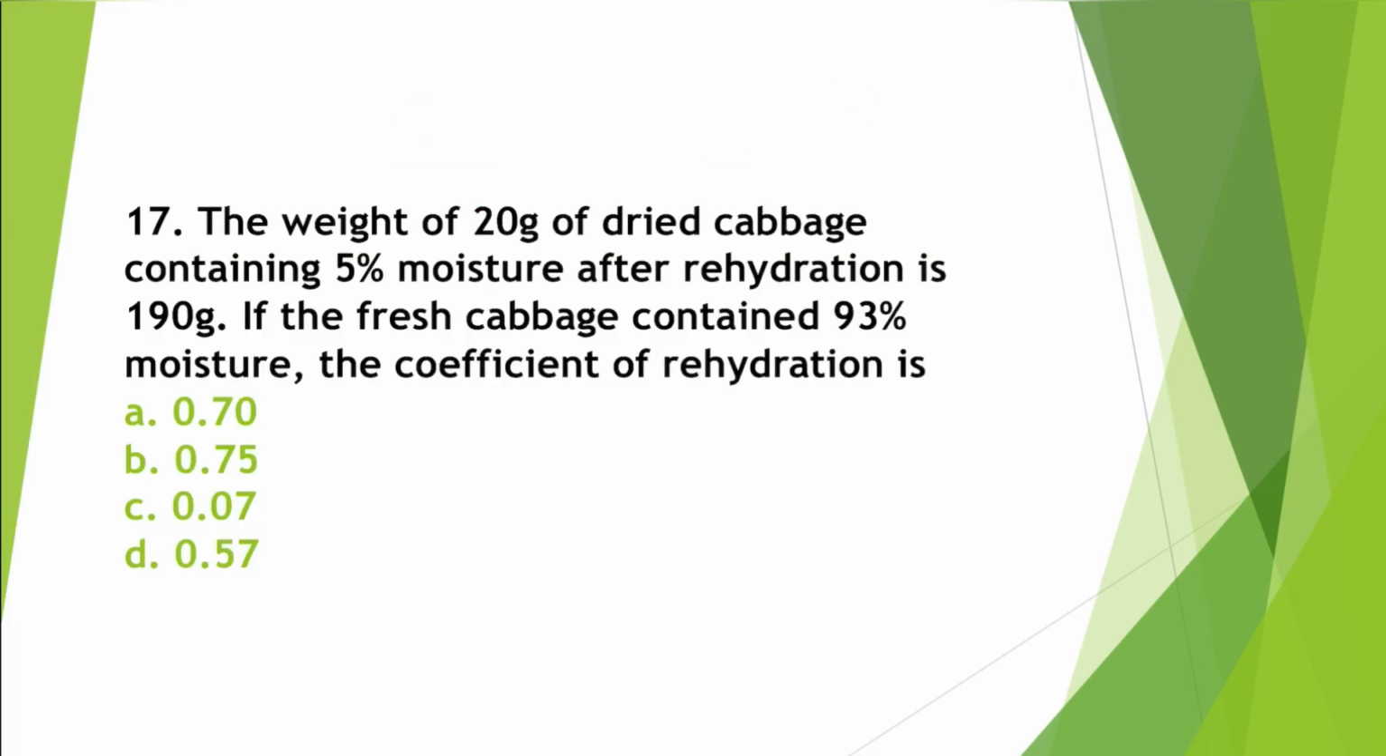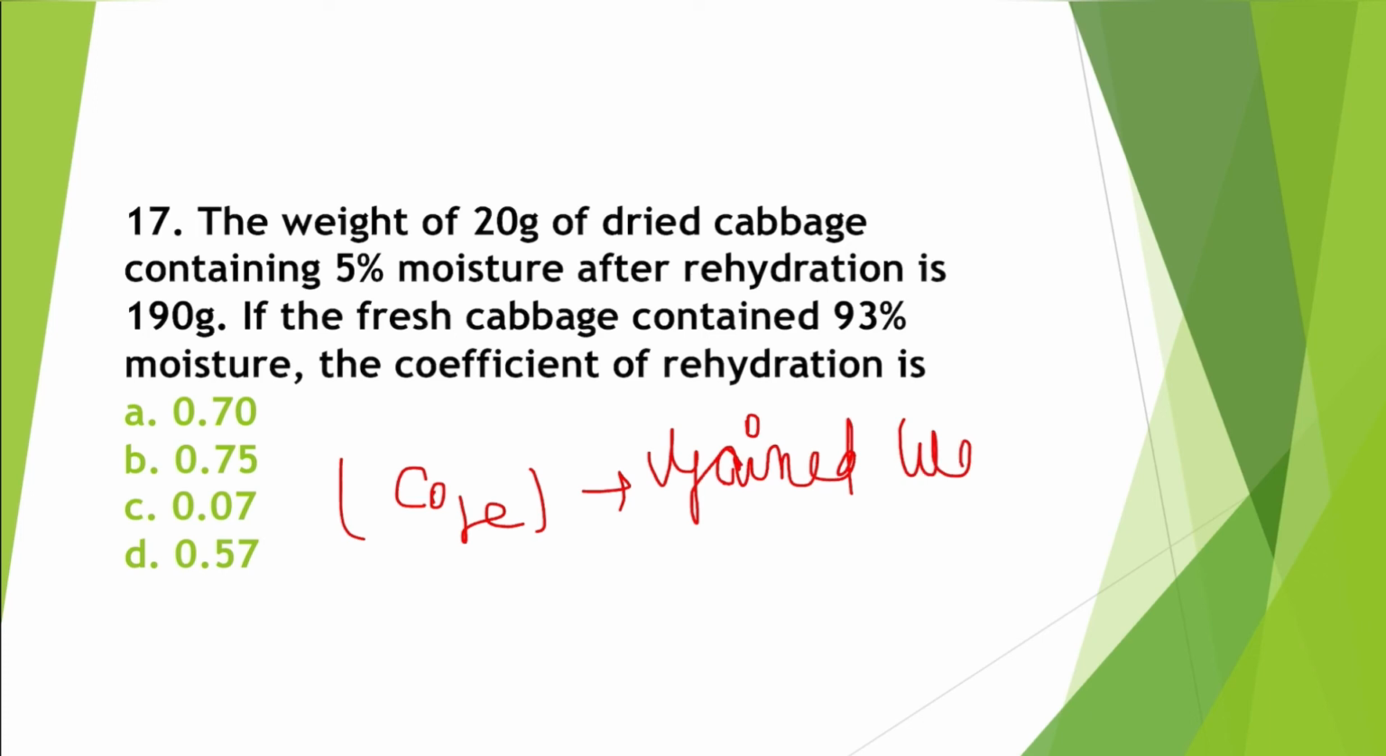Next, the weight of 20 gram of dried cabbage containing 5% moisture after rehydration is 190 grams. If the fresh cabbage contains 93% moisture, the coefficient of rehydration is, okay. There is a formula for finding the coefficient of rehydration. So the formula is gained weight into initial solid content.